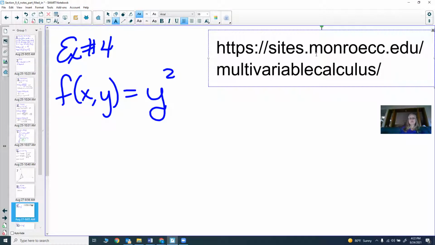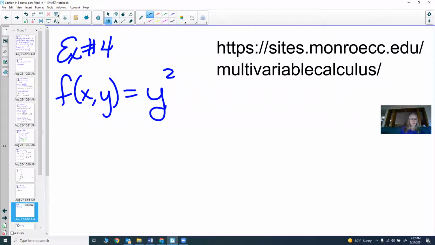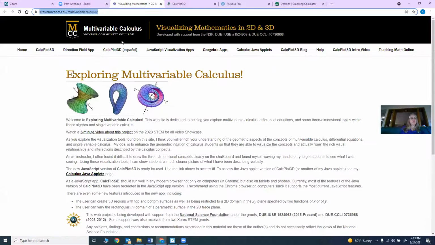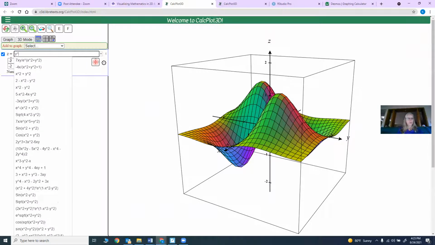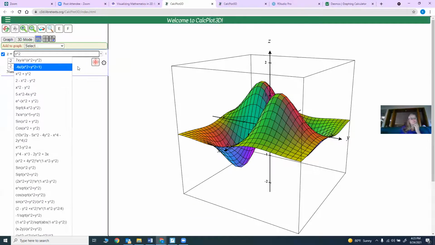It's sites.monroe.ecc.edu and multivariable calculus. So that's what we're going to be using. We want to do y squared. So again, we're going to come back into this equation here, and we're going to go ahead and go into our 3D plot, Calc Plot 3D. It always comes up with this picture here, but we can go ahead and change that picture. We want z to be y squared. So I'm just going to type in y squared and use the caret for the square.